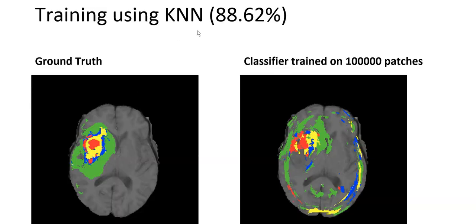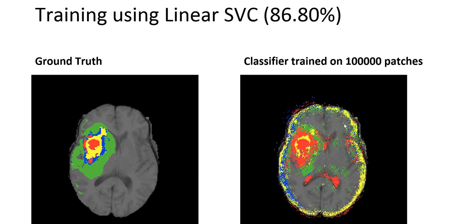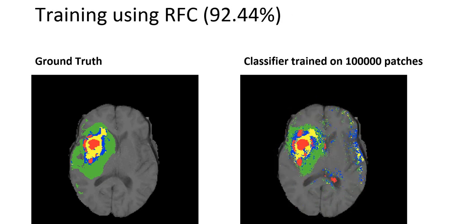So this is how accurate our result was using the KNN, that is 88.62%. SVC gave us a 91.05% accuracy. This is the ground truth file that we already have, and this is what our model predicted. And as we can see, there are quite some noises and a wrong prediction right here. Next is linear SVC, and it generated a very noisy output. Next was RFC, and as we can see, RFC generated quite accurate output on the type of tumor present. The location was a bit off, but the type of tumor was pretty accurate.